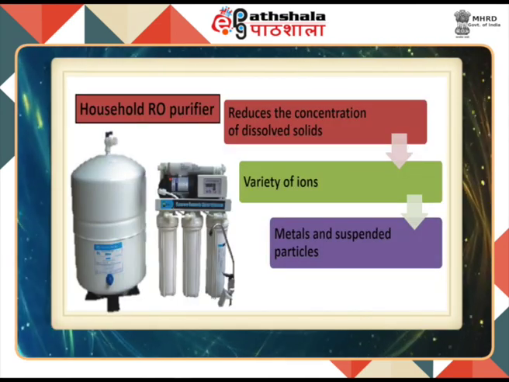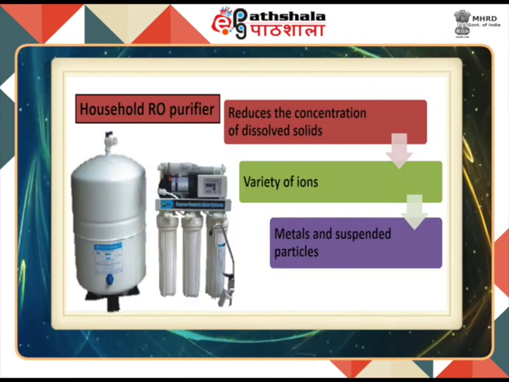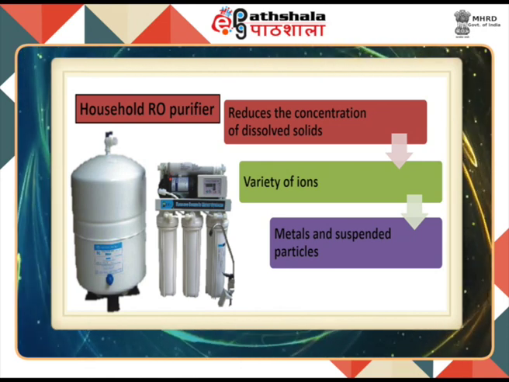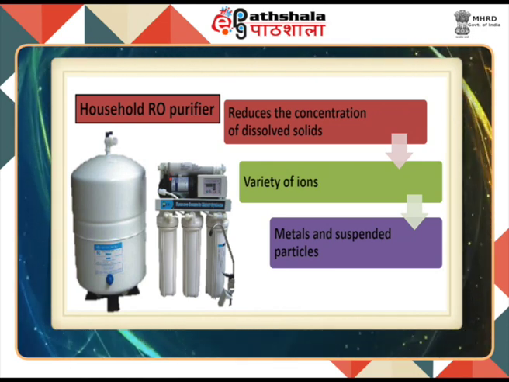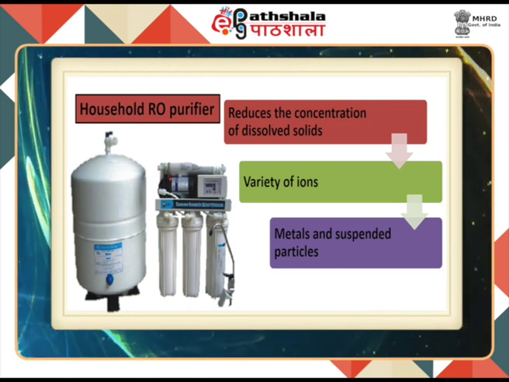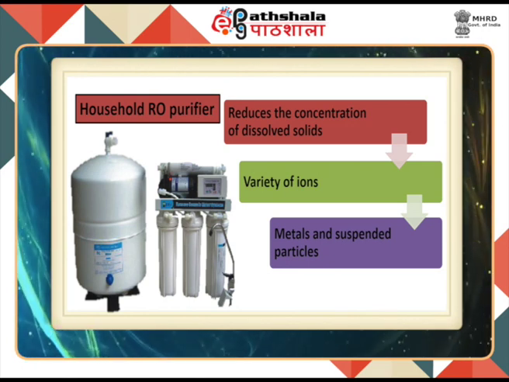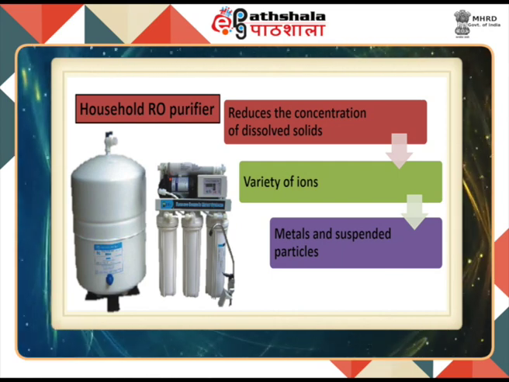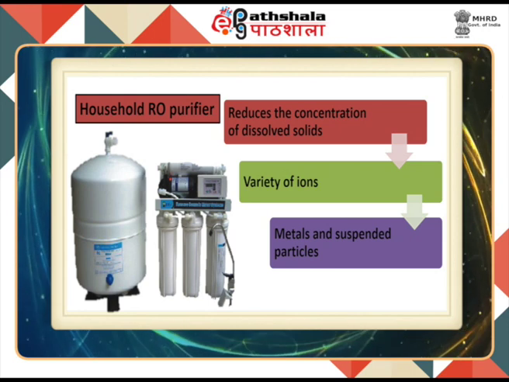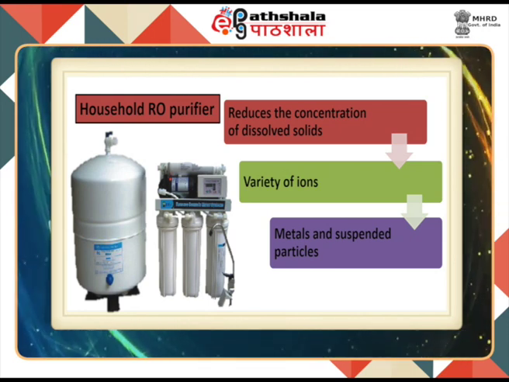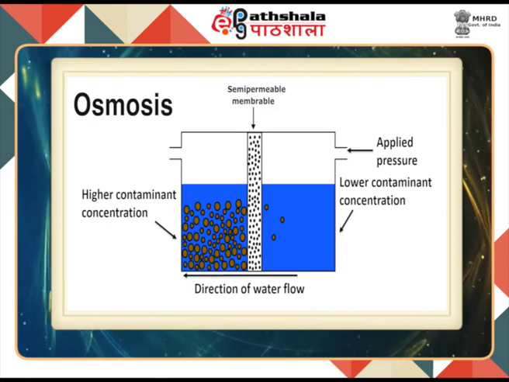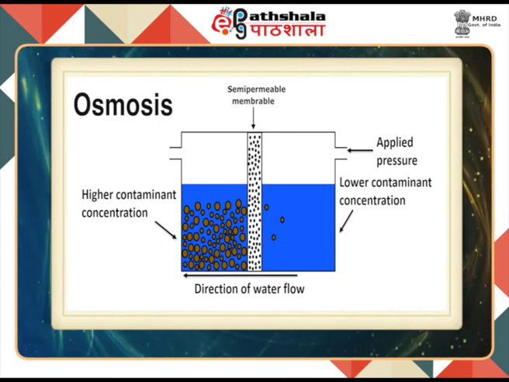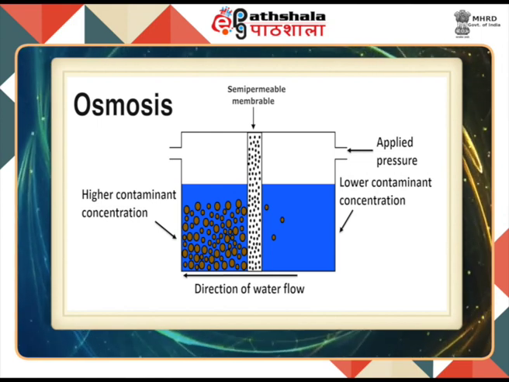Reverse osmosis, or RO, is used to remove dissolved salts from industrial wastewater and has become more popular at homes for water purification. This process effectively reduces the concentration of dissolved solids, including a variety of ions, metals, and suspended particles. To understand the process of reverse osmosis, one should first understand the osmosis process.